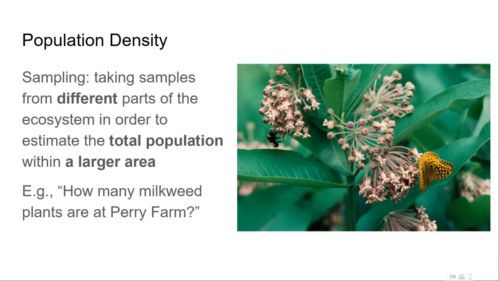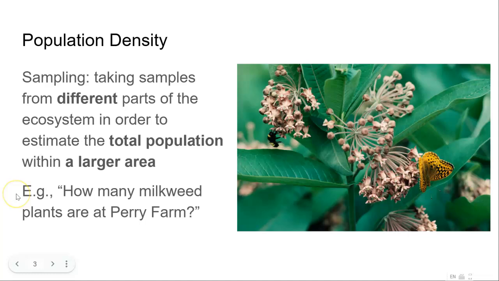So sampling, if you haven't gathered already, is taking samples from different parts of the ecosystem in order to estimate the total population within a larger area. Obviously, we can't count all of the dandelions at Perry Farm, so we just look at a small area and say, well, there are this many in this area, so let's extrapolate, or let's expand that to fill the entire ecosystem. Let's assume that there's a uniform density. We have the same density throughout the park, and that's how we use sampling.